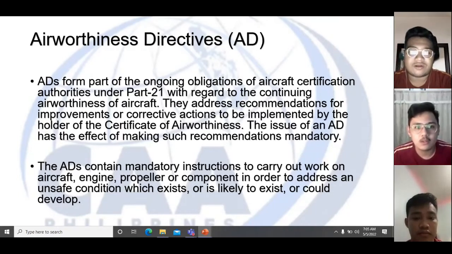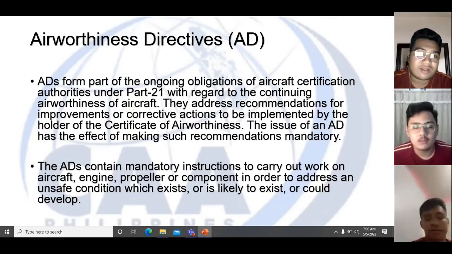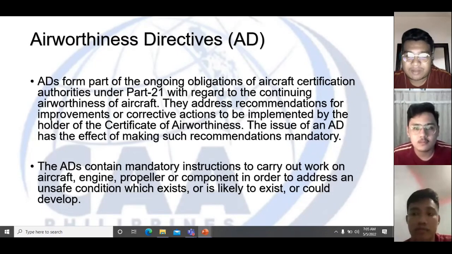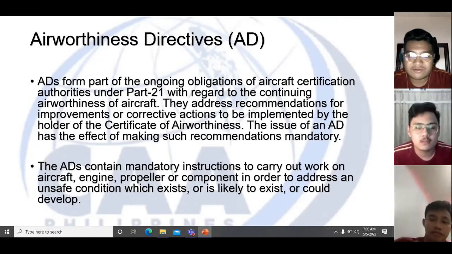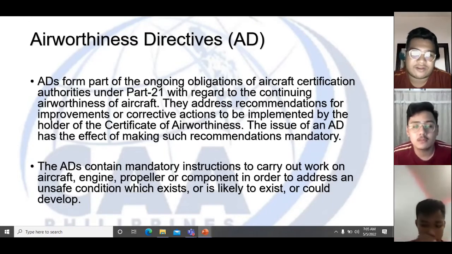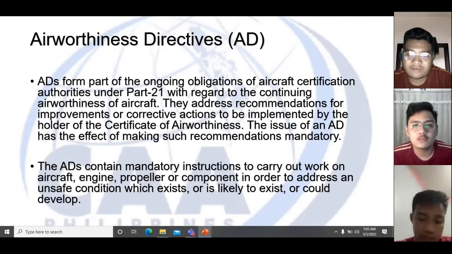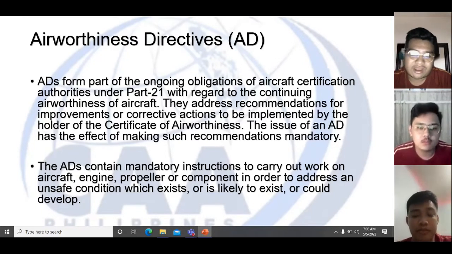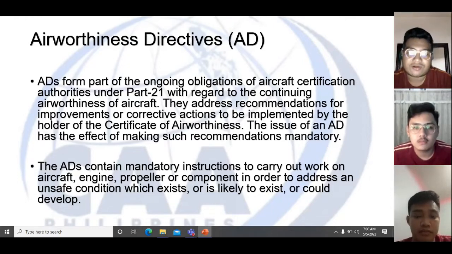ADs form part of the ongoing obligations of aircraft certification authorities under Part 21 with regard to continuing airworthiness of aircraft. They address recommendations for improvements or corrective actions to be implemented by the holder of the certificate of airworthiness. The issue of an AD has the effect of making such recommendations mandatory. The ADs contain mandatory instructions to carry out work on an aircraft, engine, propeller, or component in order to address an unsafe condition which exists or is likely to exist or could develop.